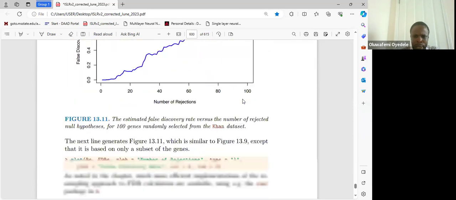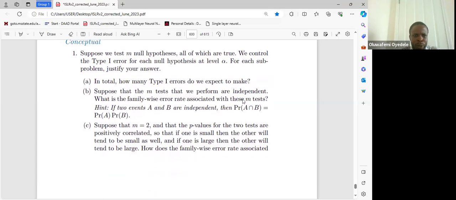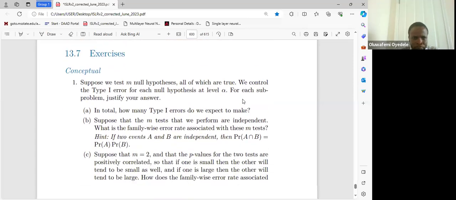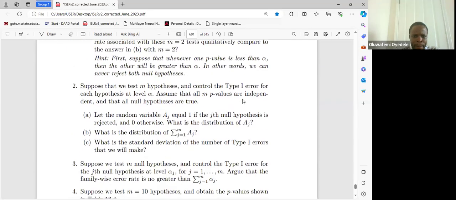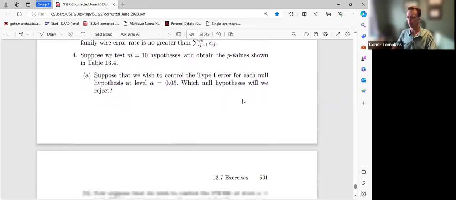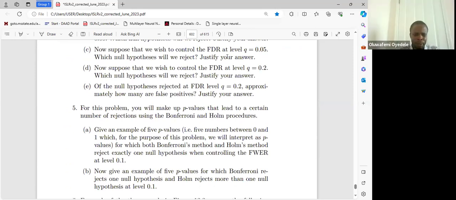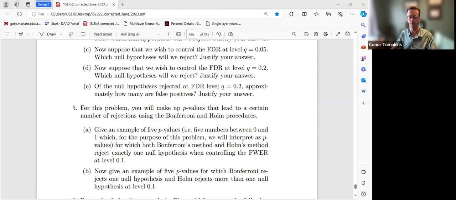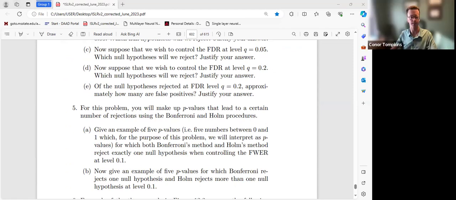Okay, so I think that is all, but I hope I'll have more time to dig into the exercises ahead of next week. Okay, cool. Yeah, it's a little bit of a dense chapter, I think, but it's like doing inference at scale with multiple hypotheses. Like, what's the probability that you make a mistake like that?